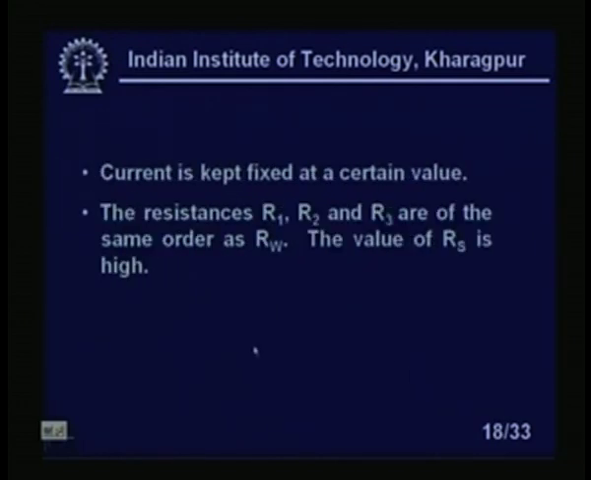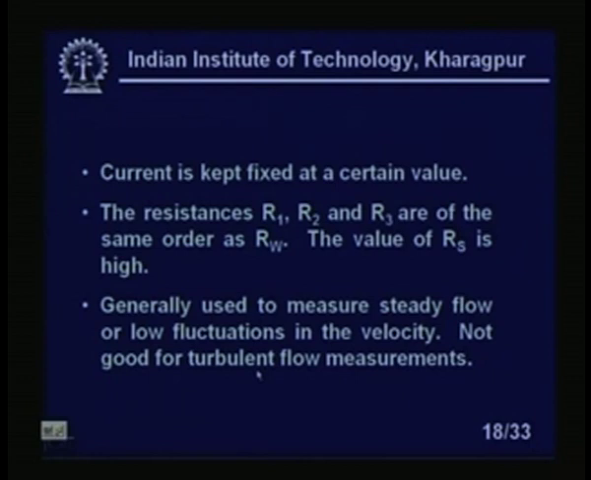The resistances R1, R2, R3 are of the same order as Rw. Typically, it should be quite small compared to the Rs, and the value of Rs is high, right. This constant current type is generally used to measure the steady flow or low fluctuations in the velocity, not good for very high frequency turbulent flow. We need some compensation. If you do the compensation, then it is possible.